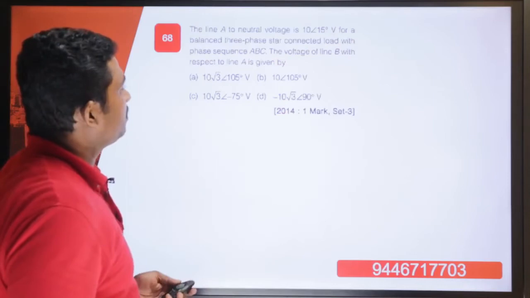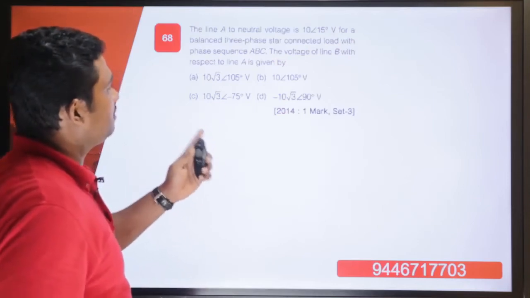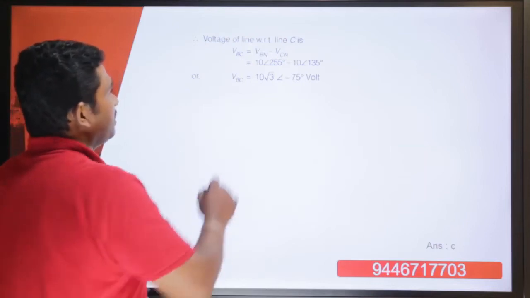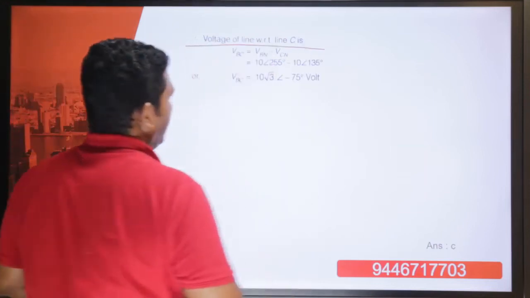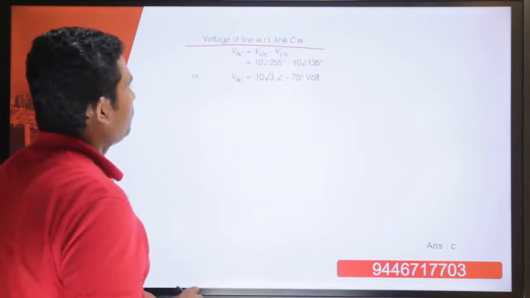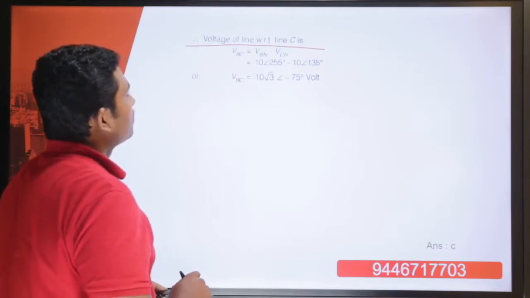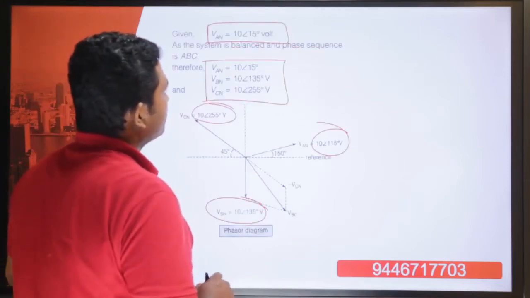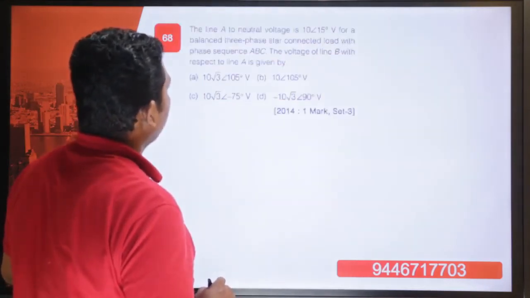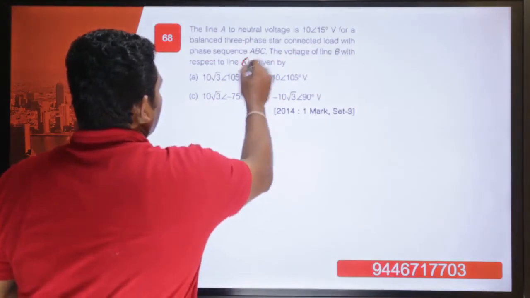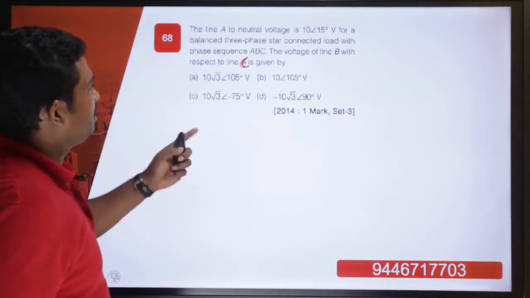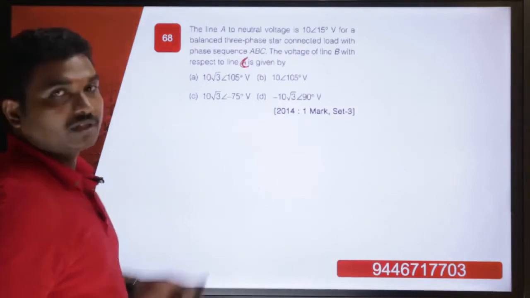So what we have to find out? We have to find out the voltage of the line B with respect to line A. That is what is to be found out. So there is a correction in the question. We will have to find the voltage of line B with respect to line C. There is a small correction in the question. It is not B with respect to A, it is actually B with respect to C.